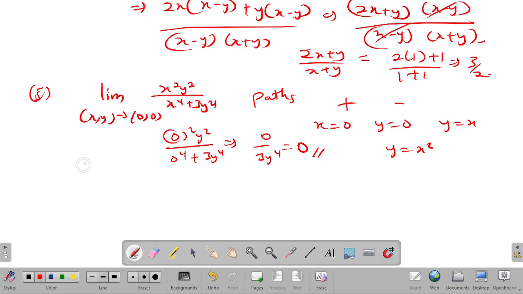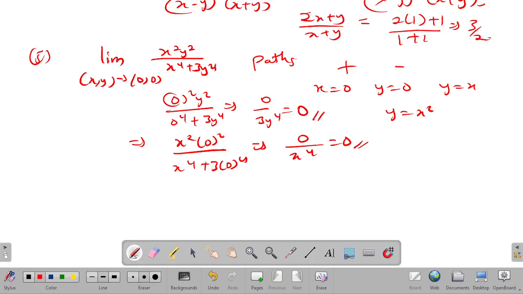Then I'll test on the x-axis. On the x-axis, y is equal to 0. So I'll end up getting x squared multiplying 0 squared over x to the power 4 plus 3 times 0 to the power 4. This also gives me 0 over x to the power 4, which is 0. These two solutions are the same, but please don't confirm with only 2 scenarios for a multivariable function. You need at least 3 to confirm.